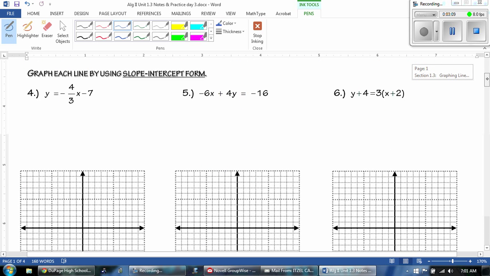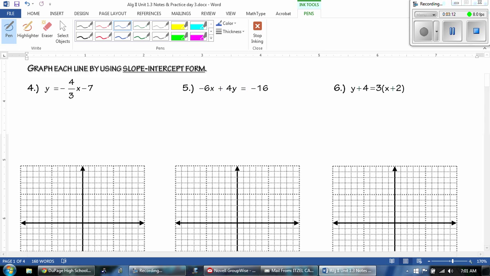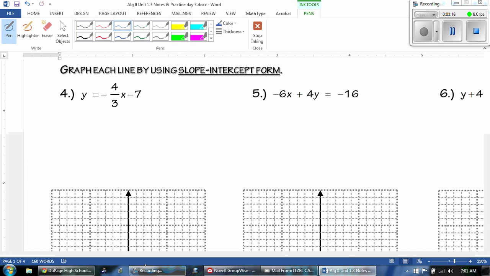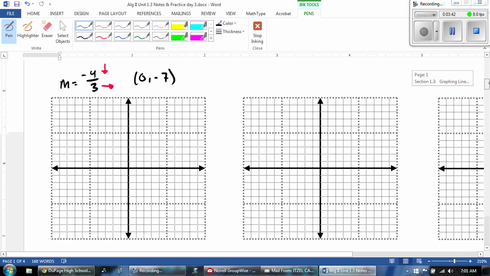Okay, so what it's asking for us to do now is to graph each line. And to graph each line, we need the slope and the y-intercept. So for 4, it's already in there. It tells us that our slope is negative 4 over 3, which means we're going to go down 4 to the right 3, and then our y-intercept is going to be 0, negative 7. So that's all I need for my graph.